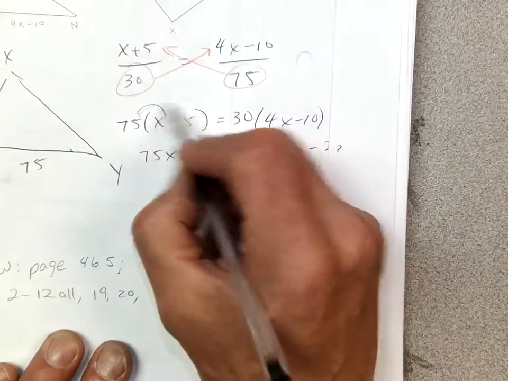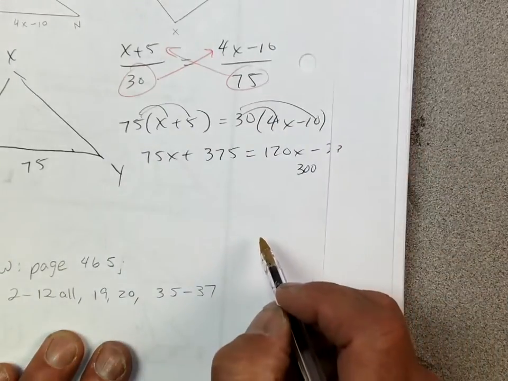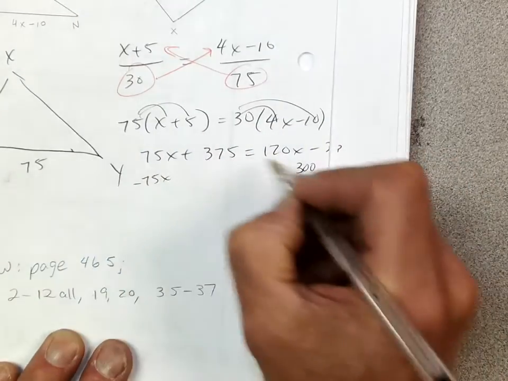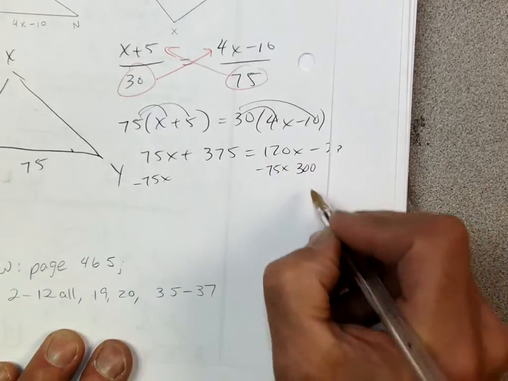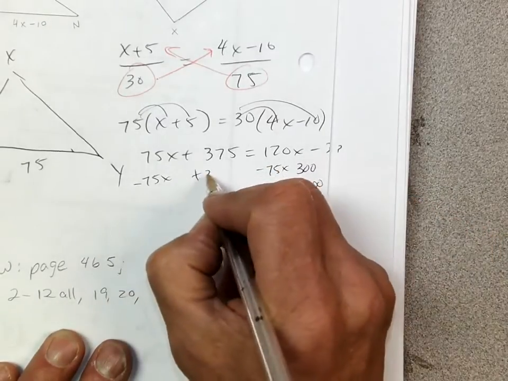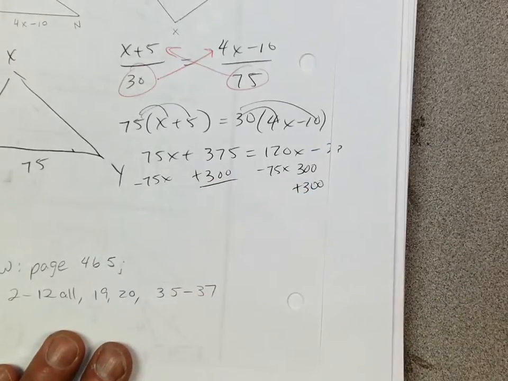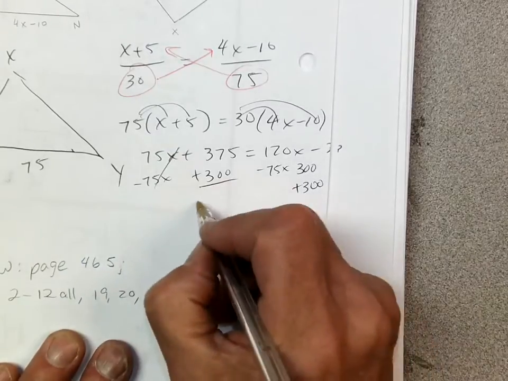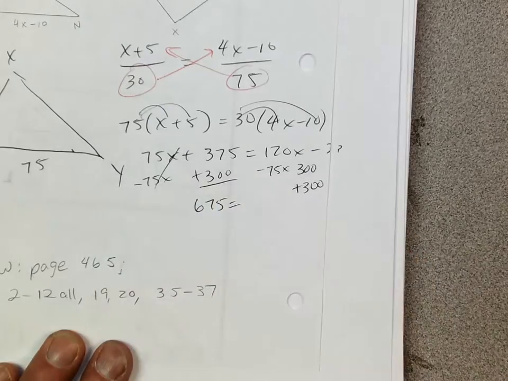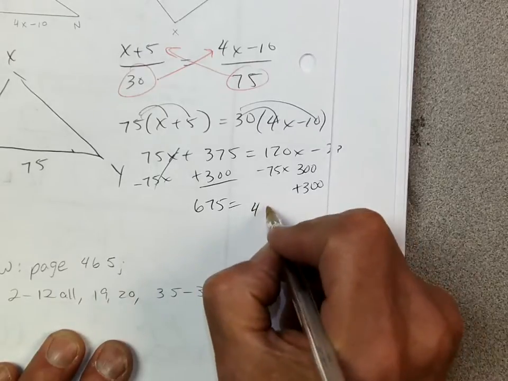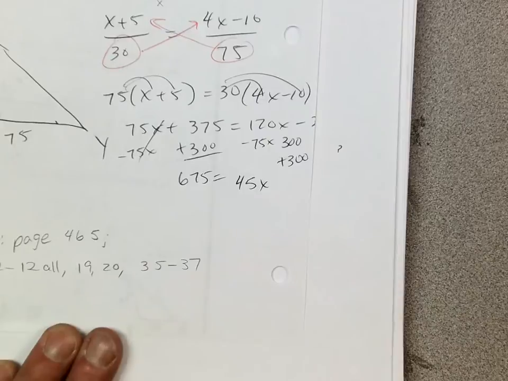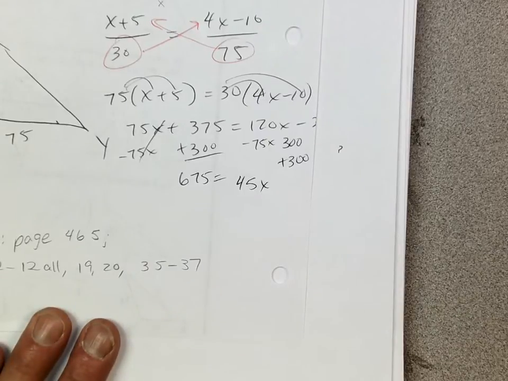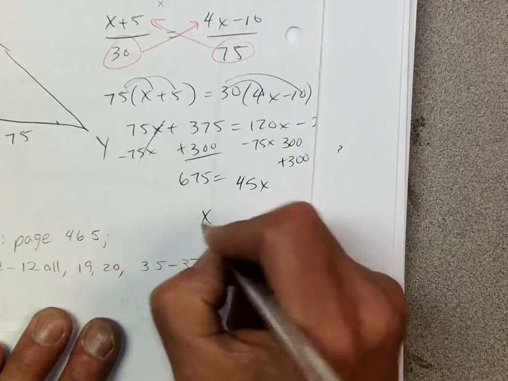So I just distributed that times that times that. Let's go minus 75x, minus 75x. Might go plus 300, plus 300. Okay, I'm doing two steps because we know how to do algebra, right? Tell me you know how to do algebra. So this is 675 equals 120x minus 75x, 45x. Divided by 45. 675 divided by 45. I get 15. Okay, but that's not the answer, is it?